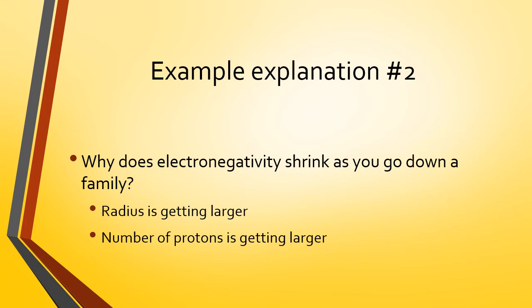When we're dealing with atomic structure for this, the radius gets bigger as you go down a family. The number of protons also gets larger, and by quite a significant amount. However, if we tried to use the explanation we used previously, of a stronger nuclear charge leading to a stronger electronegativity, we get the wrong answer here. Electronegativity is supposed to shrink. So the number of protons somehow must not factor in here. The radius must be the explanation.